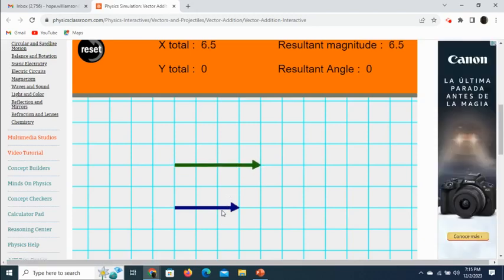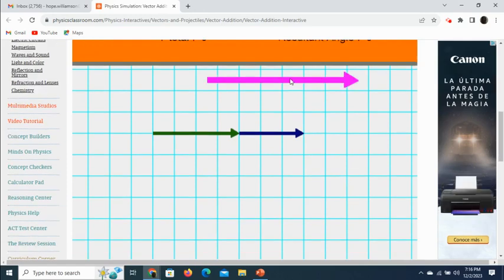So we have this vector here represented in green, 4 units long, and we're adding to that another vector here in blue, 3 units long. The resultant is represented by the vector in pink, and it is 7 units long. So 4 plus 3 gives us 7, and they're all pointing in the same direction.